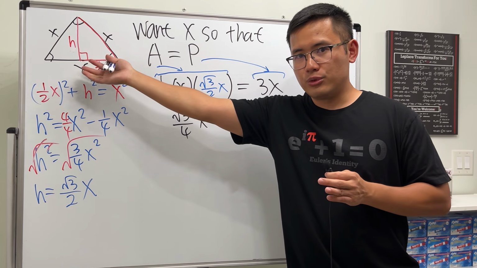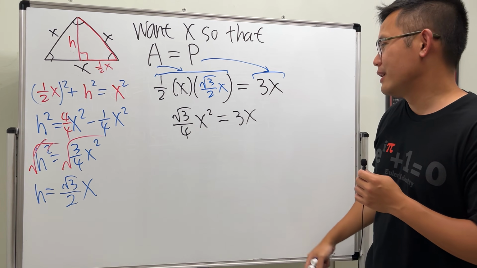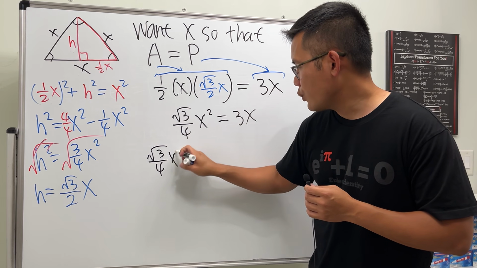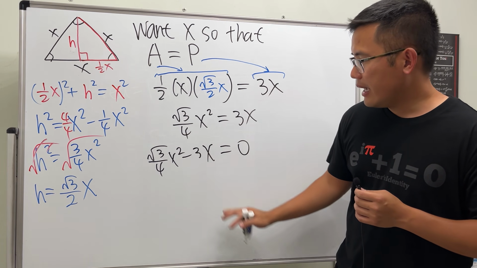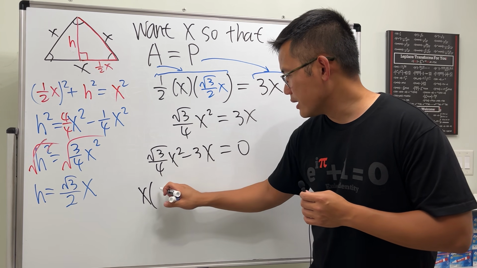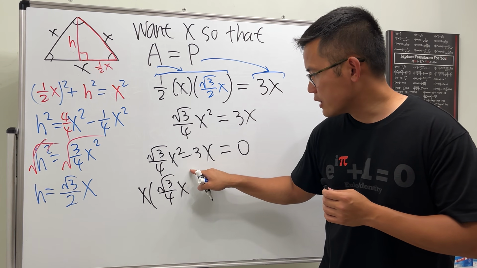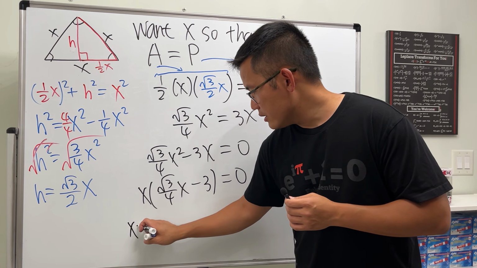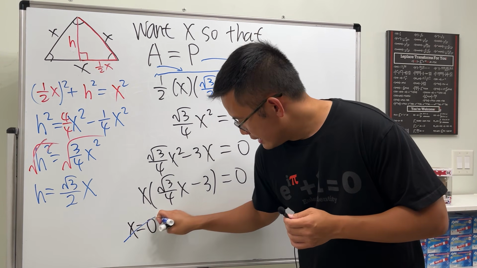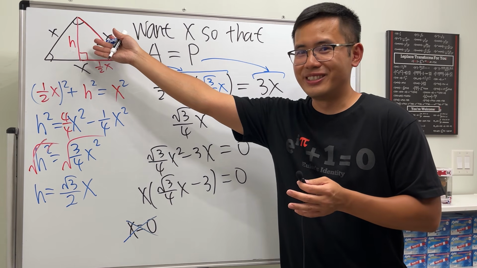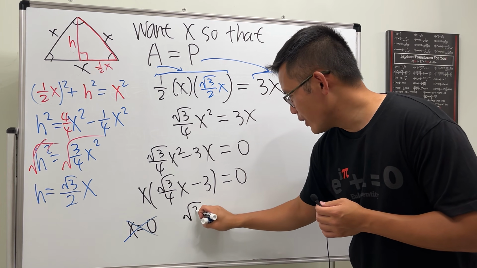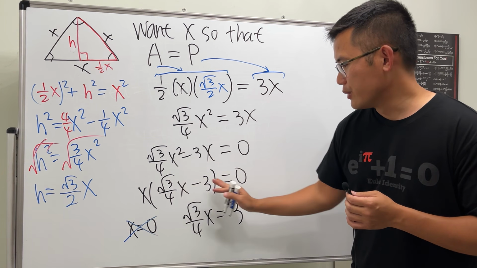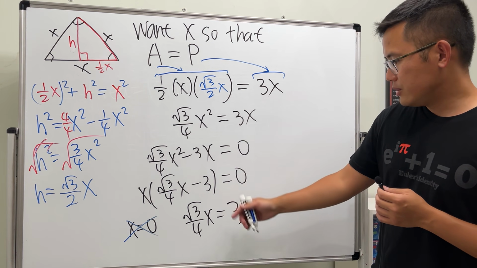But because we're talking about geometry, x should not be equal to 0. Otherwise, you don't have a triangle. But anyway, let me move this to the other side. So we are going to get square root of 3 over 4 x squared minus 3x, that's equal to 0. And then I will factor out x. And then we will get x times (square root of 3 over 4 x minus 3), and that's equal to 0. So here we can say x is equal to 0, but this is not acceptable in a geometry situation. So we're just looking at square root of 3 over 4 x equals 3, right? Because this has to be equal to 3 in order for the whole thing to be 0.